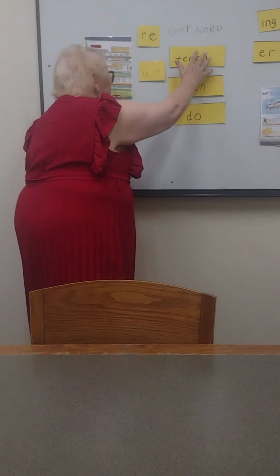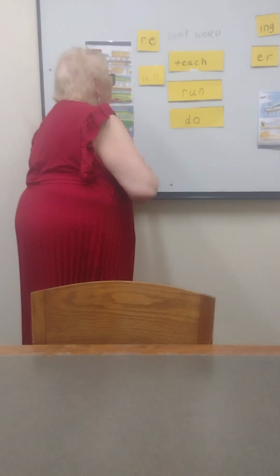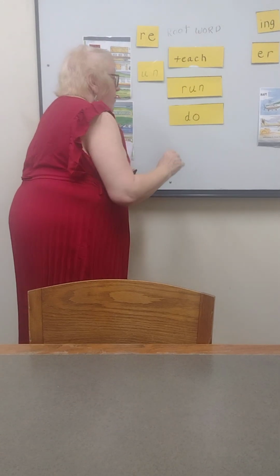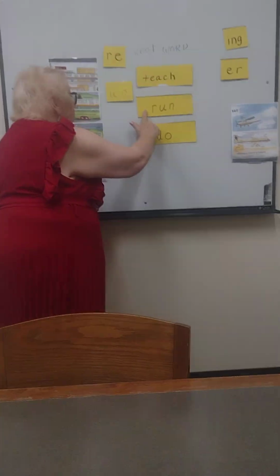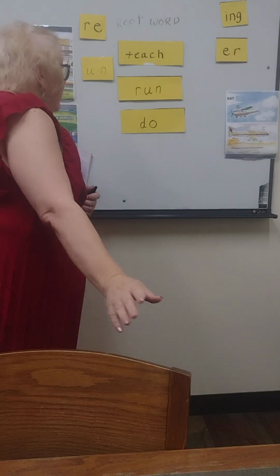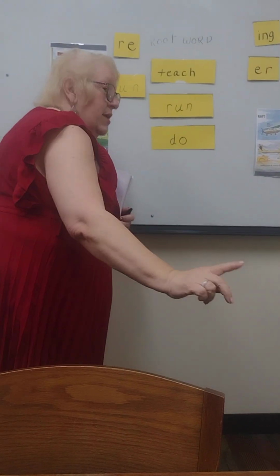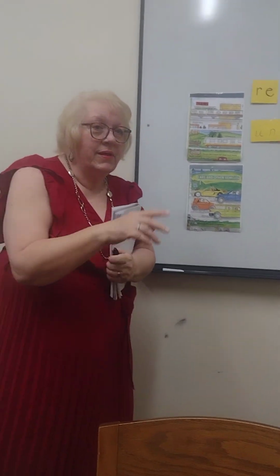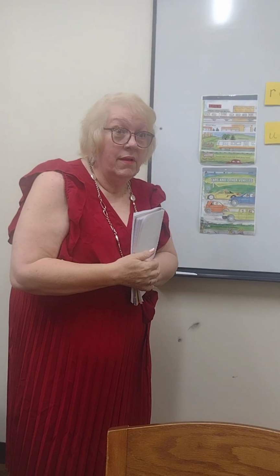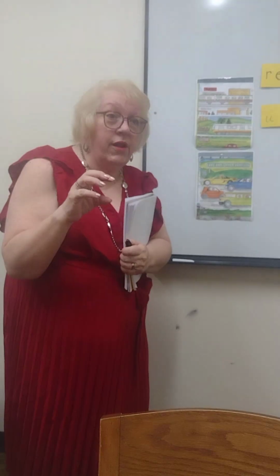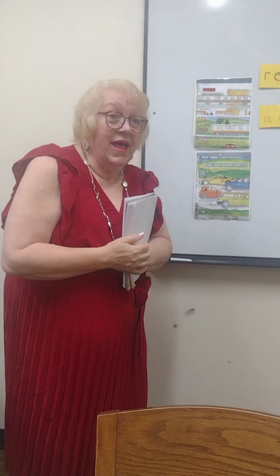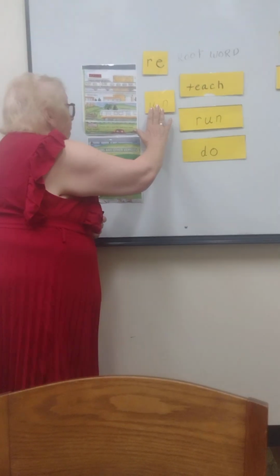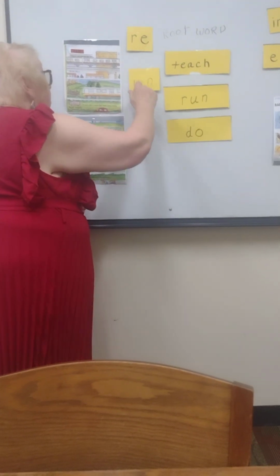A root word, in this case, they're verbs, action words like teach, repeat after me, teach, run, good listening, and do. Do. And so in the movie, what did they do? Ralph? That's right. They added a few letters to the beginning of the word, and that's called a prefix. Now I have some common prefixes here.